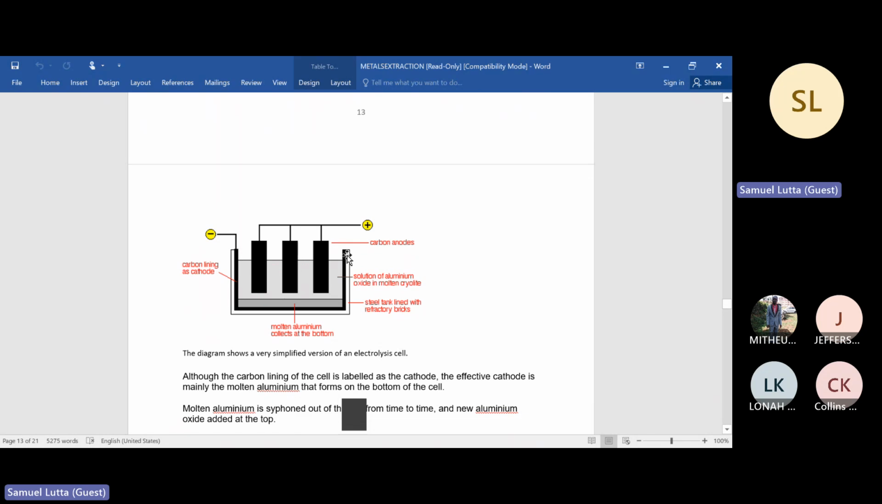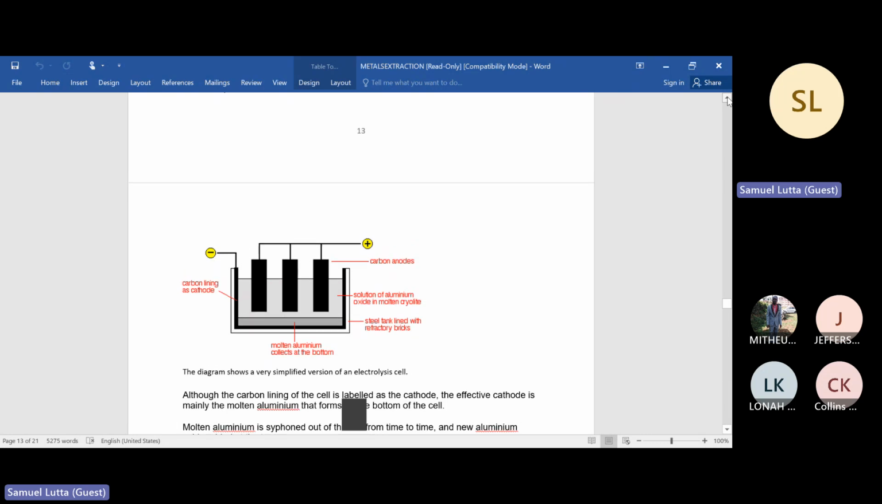It is put in a chamber which can withstand high temperature, and in the chamber it is coated with carbon, which acts as the cathode. And then there is also a series of anodes which are connected together. So we use carbon electrodes. The solution that we put here is aluminum oxide plus cryolite.